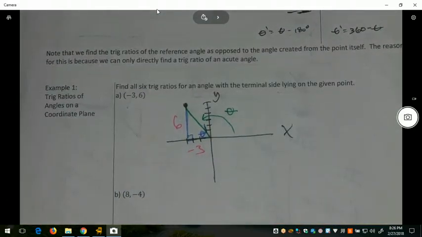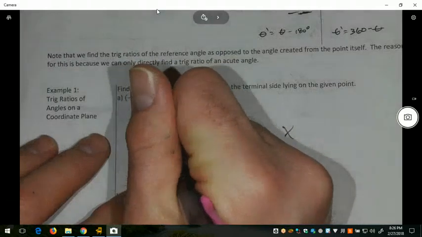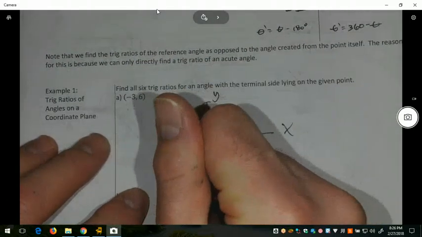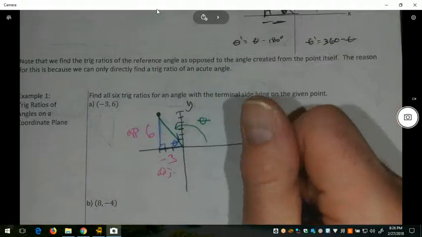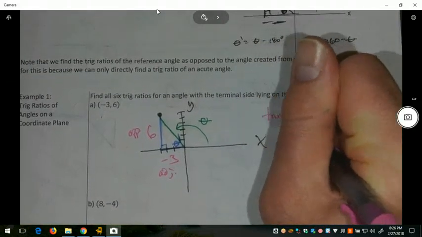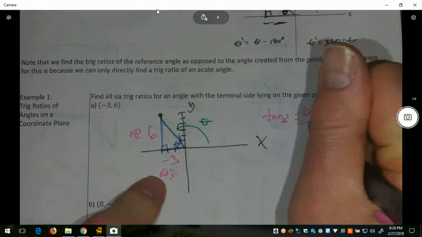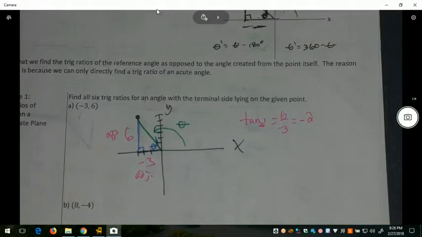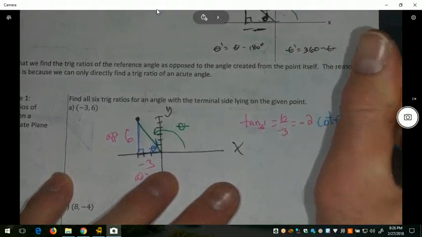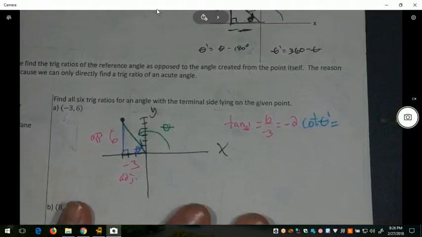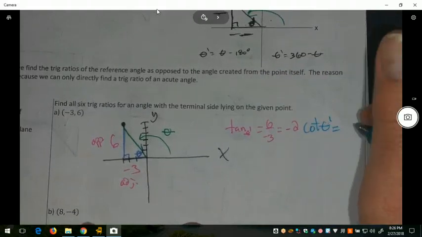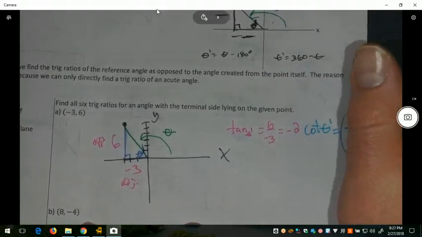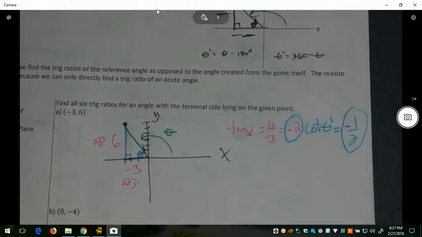Well, we already know that this is back 3 and this is up 6. So I already can find 2 of the ratios right now, just from that. This being the opposite leg to theta prime, and this being the adjacent leg to theta prime, the tangent of theta prime is 6 over negative 3, which reduces to negative 2. Its reciprocal value, cotangent of theta prime, you can just put theta for now if you want, is the reciprocal of that, negative 3 over 6, which is negative 1/2. We're not doing opposite reciprocals, we're not doing perpendicular slopes, we are just doing the reciprocal, flipping the ratio.